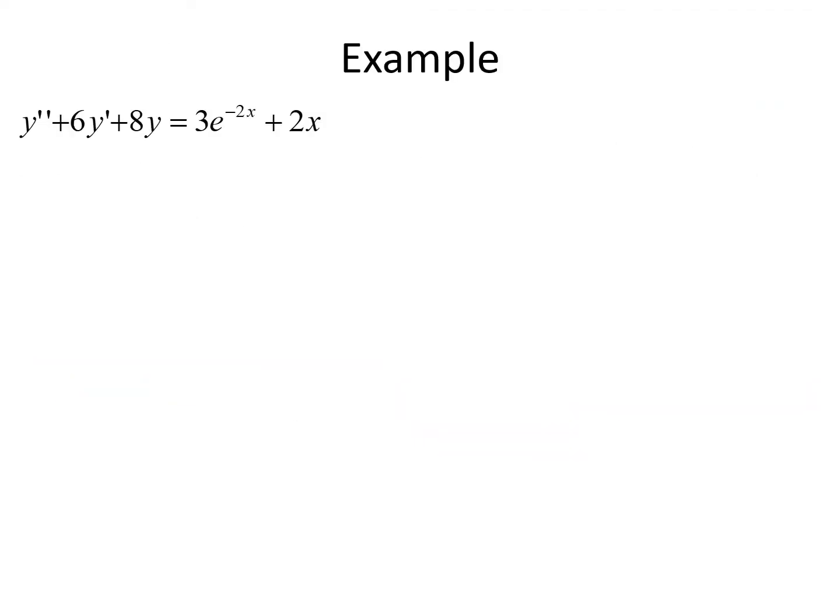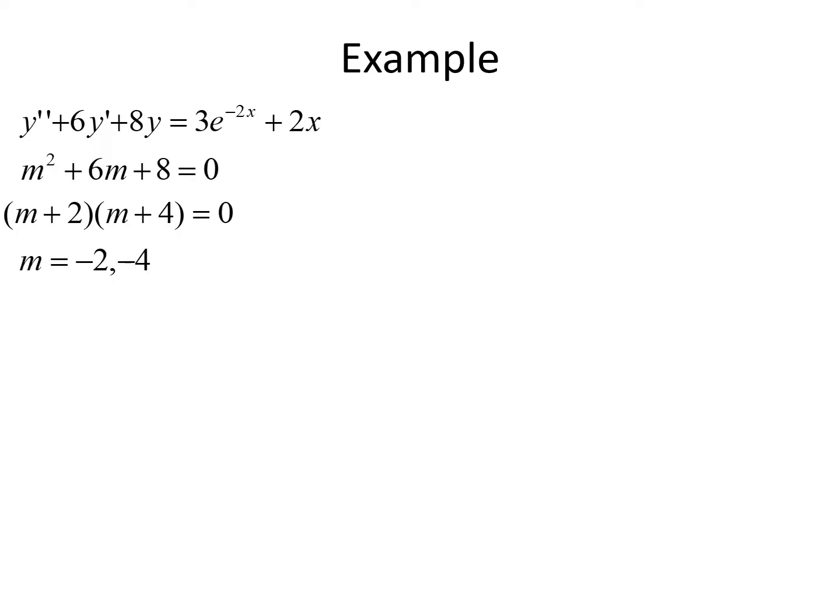All right, let's look at another example. So this time we have y double prime plus 6y prime plus 8y equals 3e to the negative 2x plus 2x. Again, we're always going to start by solving the homogeneous part. So we find our auxiliary equation, m squared plus 6m plus 8 equals 0. We can factor this out. M plus 2 times m plus 4 equals 0. So m is going to be negative 2 and negative 4.